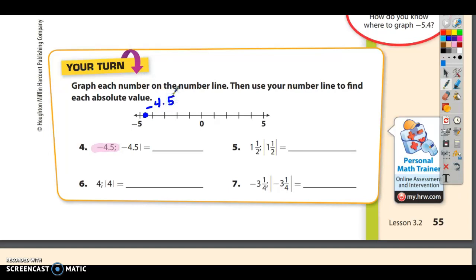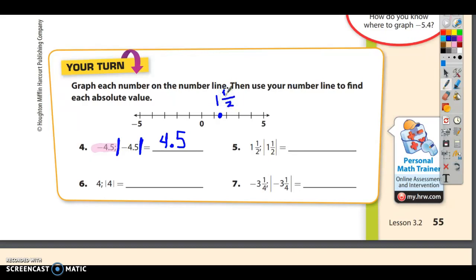Now the second thing, these lines right here mean, what is the absolute value of negative 4.5? In other words, how far is it from 0? 1, 2, 3, 4.5. So it is 4.5 spaces from 0. So the absolute value of negative 4.5 is 4.5. All right, I'm going to do the same thing with all the other ones too, but I need to clear my number line. All right, number 5, 1.5. Here's 0, here's 1, there's a half right there. There's 1.5.